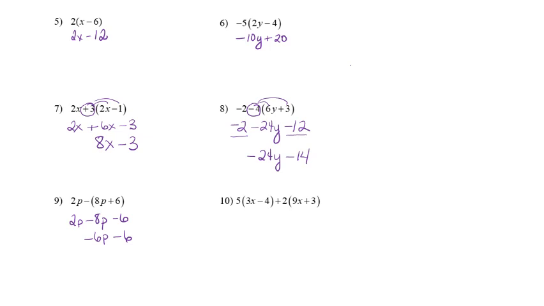And then finally, example 10, we're going to simplify that. We're going to get rid of both sets of parentheses first. The first set gets multiplied by 5, so 15x minus 20. The second set gets multiplied by 2, 18x plus 6. Now I combine like terms. 15 plus 18 is 33x, and then negative 20 plus 6, again with the sign, is negative 14.